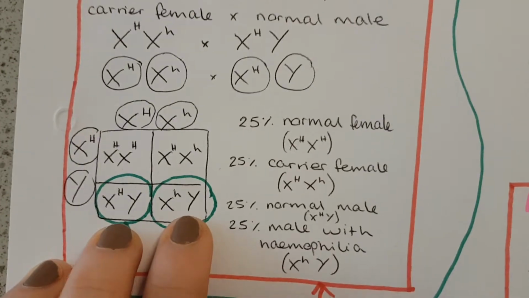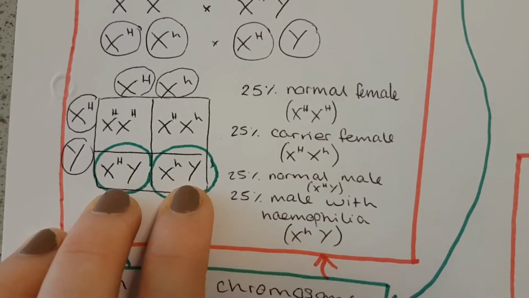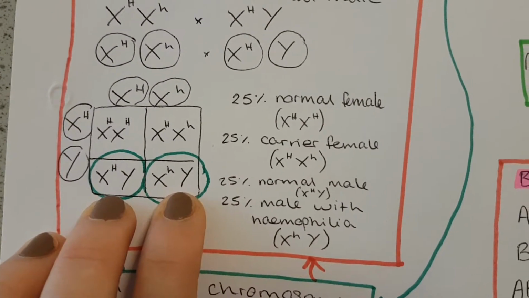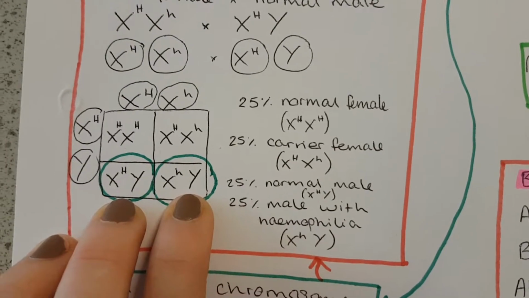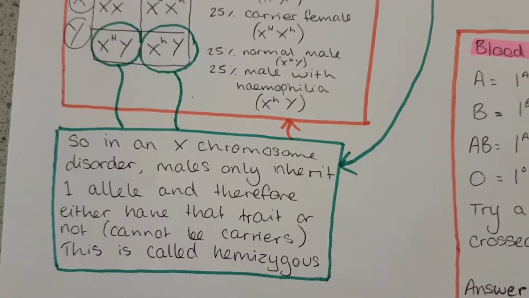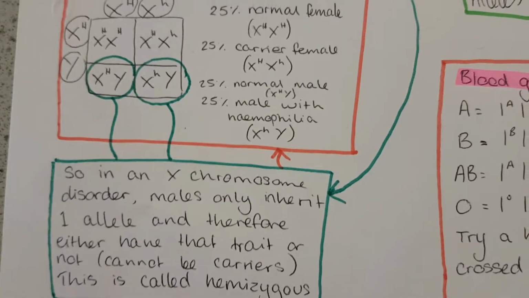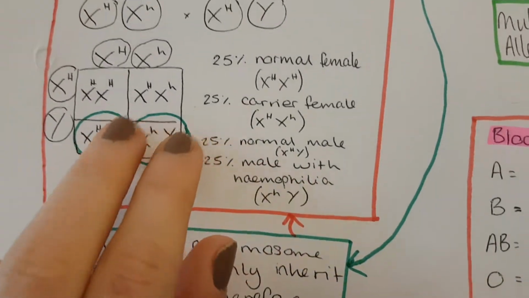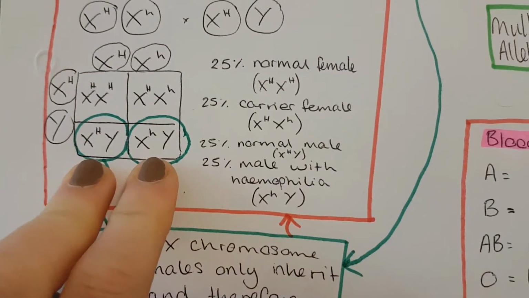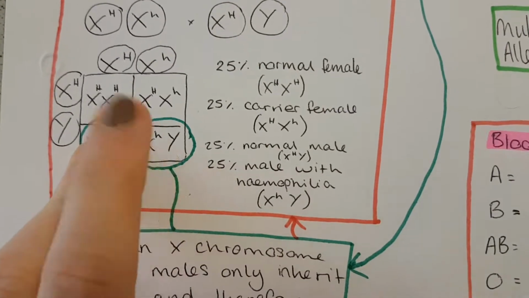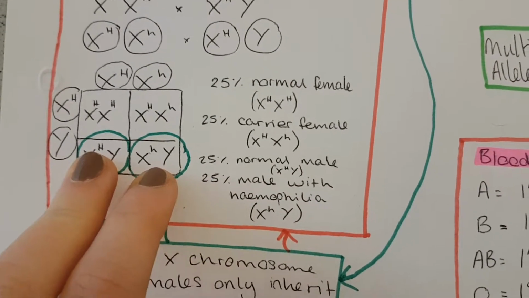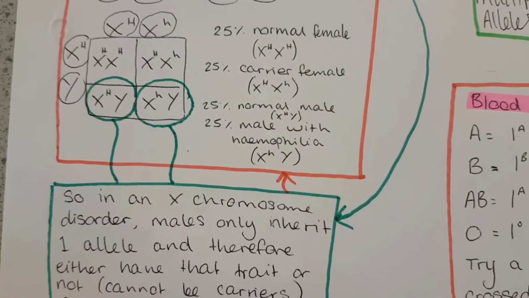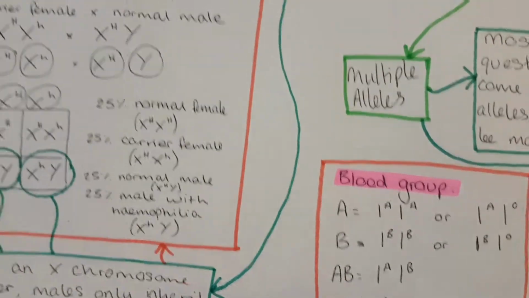And then we've got the two males, which only inherit one of each X chromosome, so they either have it or don't. This is called being hemizygous, when you only inherit one form of the allele. So males are hemizygous in this case, so you either get a normal male, like this one, or a male with haemophilia. So sorry boys, but you're more likely to inherit these diseases.